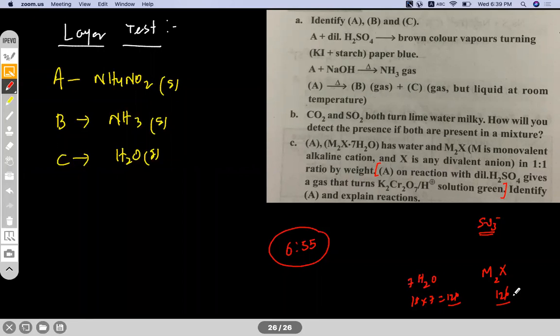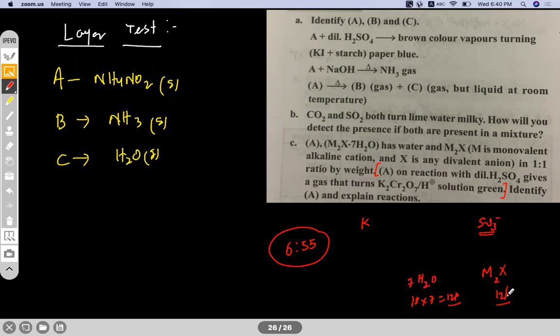Water, yes. And the mass ratio of this salt is 1 is to 1, is it? So the mass of water is 126. What should M and X be over here so that the mass is 126? You can check, if you talk about potassium, what is the mass of potassium here? 39. 39 into 2, 78. And sulfite ion, Na2SO3, what is the mass of SO3? 32 plus 48, that is 80. So it is coming out to be more, right?